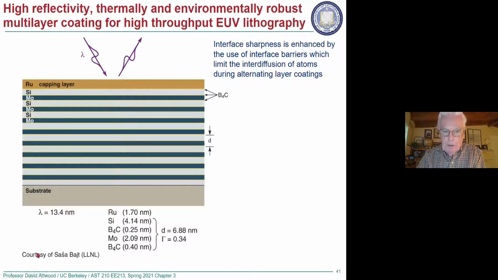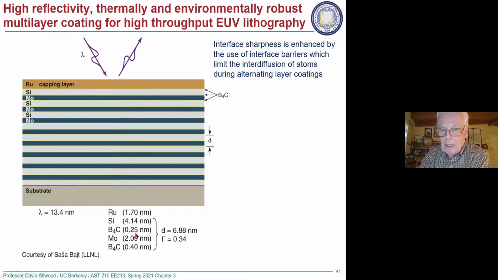So this is an example. It's from Sasha Byte, who was at Lawrence Livermore at the time, but now she's in Hamburg, Germany. And this is a diagram that we made together of how a polysilicon multilayer might look with these little yellow interface barriers. So when you're putting down your coating, you start with a substrate and you put the light, let's say silicon, you put that coating down, and then you're going to put moly on top of it, and the moly atoms may start to diffuse a little bit into the silicon. And so then the gradient at the interface, the sharpness of the density at the interface, won't be as good. So this was Sasha's idea to put in B4C, thin layers.